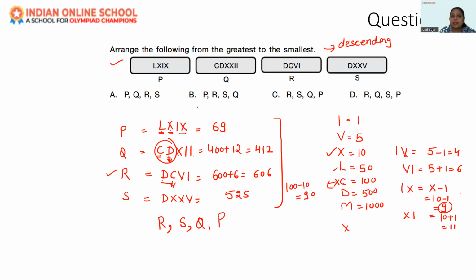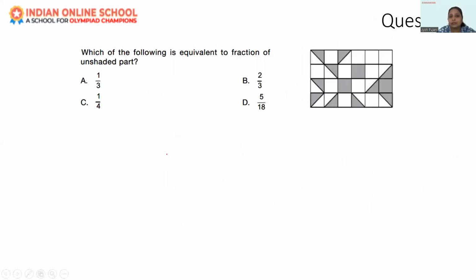RSQP. So what will be our answer? RSPQP. Sorry. So that will be C is your answer. Got it? Okay. So now I'm moving to next question.